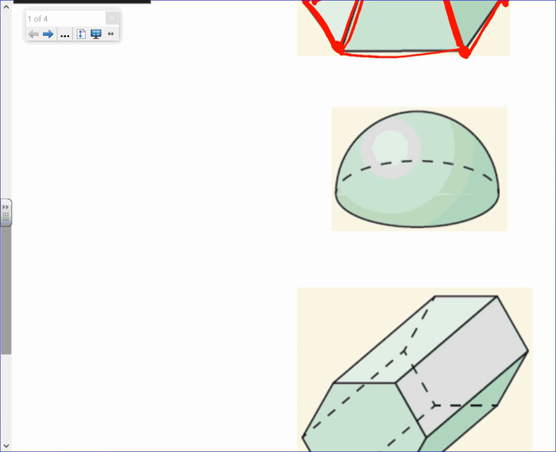Let's swing down to the second shape here on your notes. Go ahead and write half a sphere. We'll write this: half sphere. Sphere, the PH is an F sound. A sphere. We'll write that down.